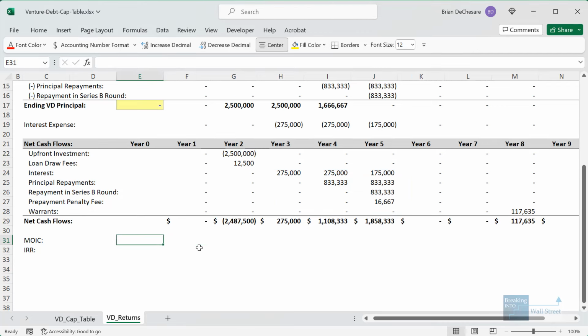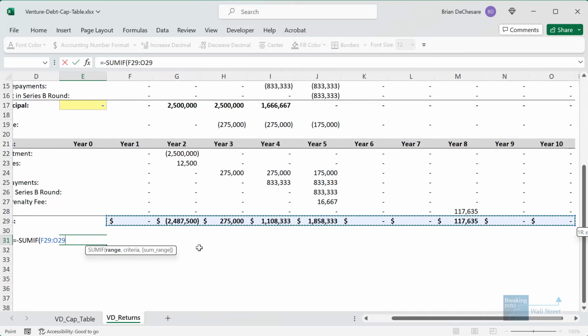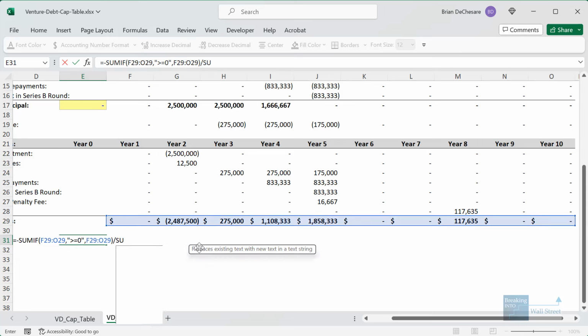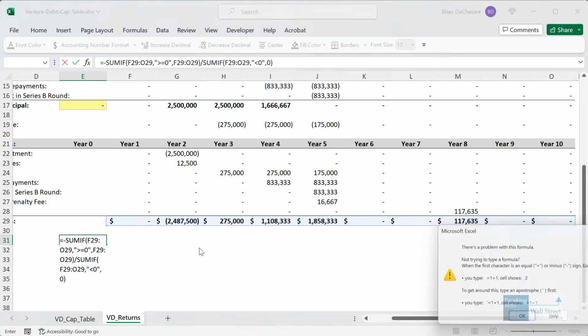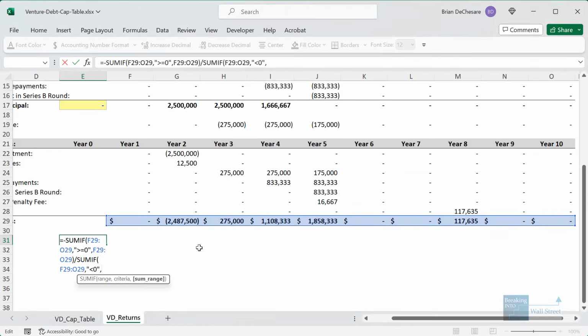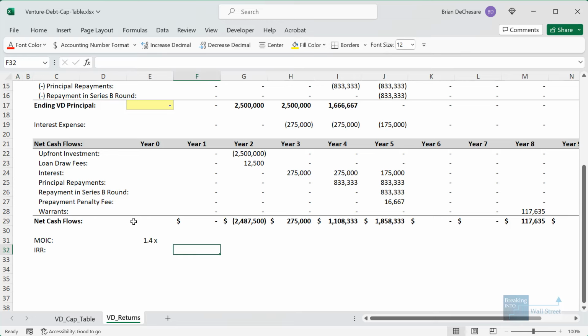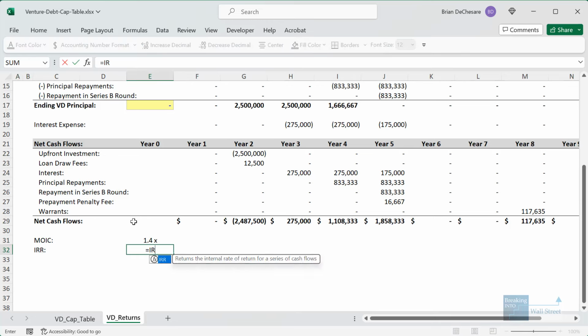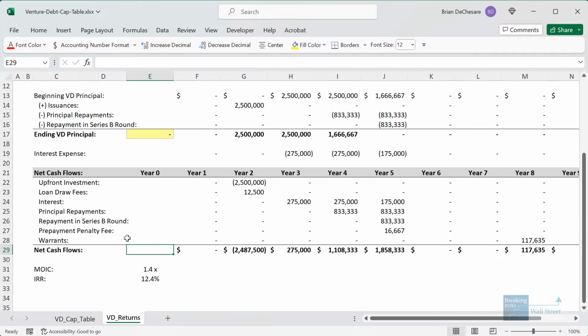Now, if we calculate the multiple of invested capital, let's just do this. Let's sum up everything that is positive first, so say greater than or equal to 0. And then divide by everything that is negative, so I'll say everything less than 0 right here using SUMIF. And I didn't enter the range correctly. Let's fix that. So 1.4x. And then if we look at the IRR right here, it's around 12.4%. And this is how you can calculate the returns on a venture debt issuance.